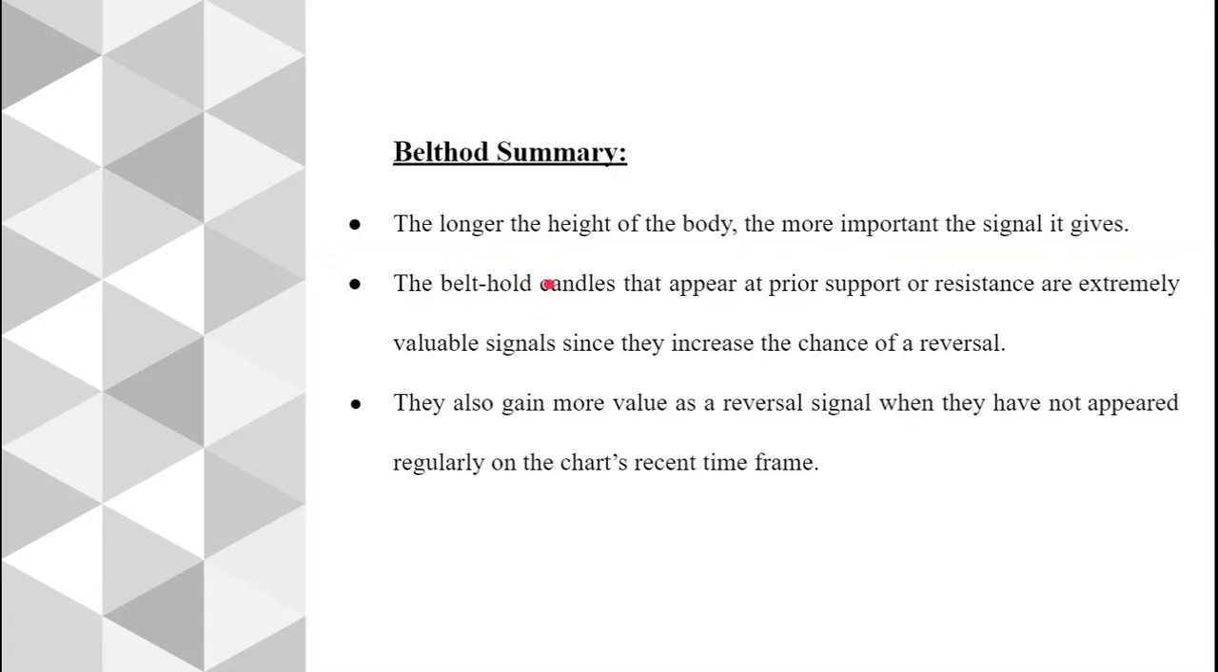So let's have a quick summary about the belt hold candlesticks. The longer the height of the body, the more important the signal it gives. The belt hold candles that appear at prior support or resistance are extremely valuable signals since they increase the chance of a reversal, and also they gain more value as a reversal signal when they have not appeared regularly in the chart's recent time frame. So this is the end of this episode.